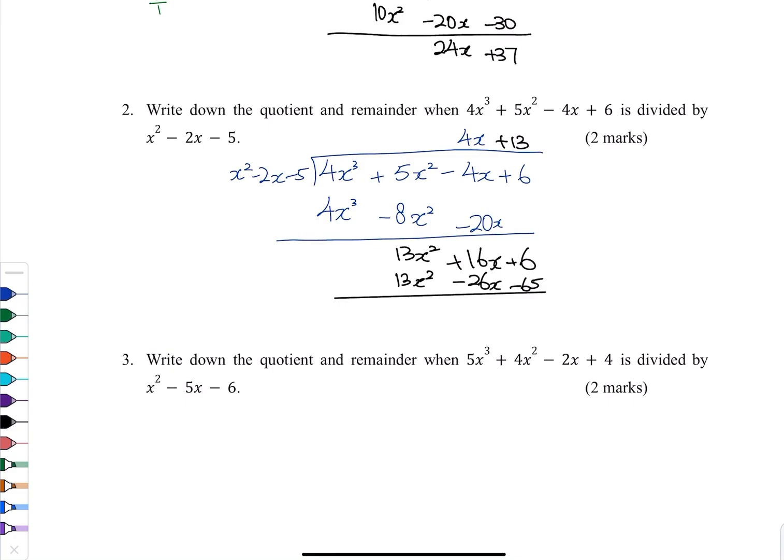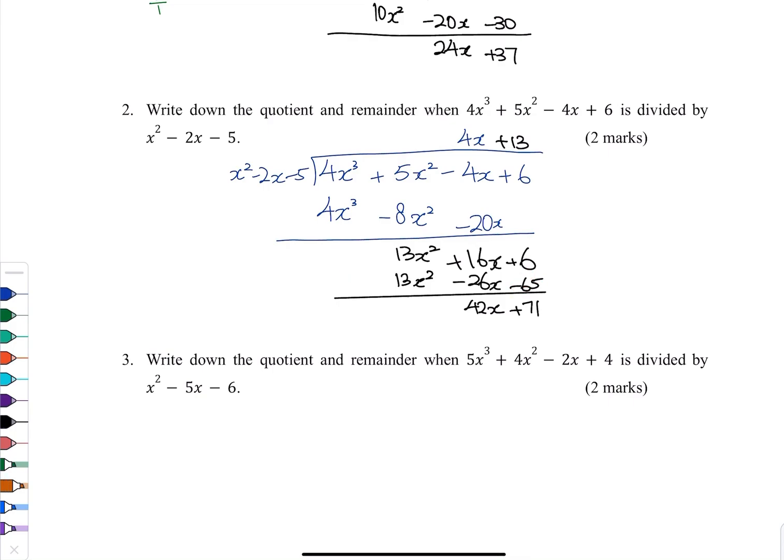And the hidden minus. So 13 minus 13, what do you get? 0. 16 minus negative 26, you can get that as 42, and then don't forget the x. And then 6 plus 65, you can get that as 71. Why did I say 6 plus 65? Because negative, negative. That's why.